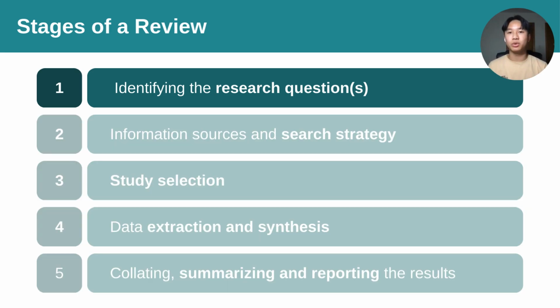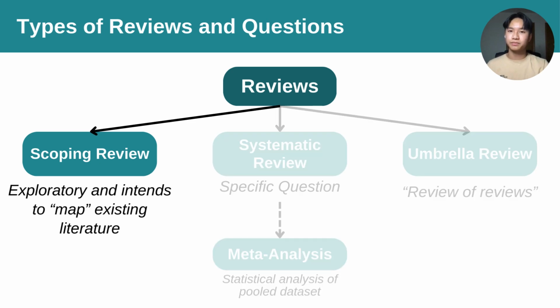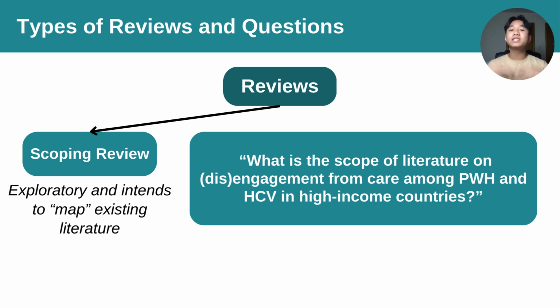And so the first step of a review is to identify the question. And given that there are many types of reviews, it is really important to understand the type of review such that you choose the correct methodology. So let's quickly go over the key differences. A scoping review has a broad question that attempts to explore and map existing literature, especially when not much is known about a topic. For example, my question was, what is the scope of literature on disengagement in care or from care among people with HIV and hepatitis C in high-income countries? As such, a scoping review could have several sub-questions, such as what is the definition of disengagement and what are the barriers and facilitators to X, Y, and Z?